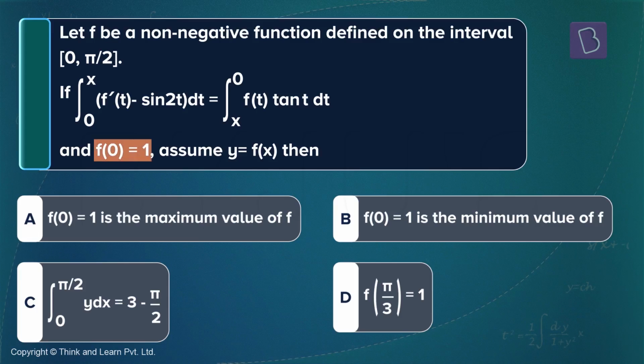Now this is a multiple correct answer type of question, so we have to check which of the four given options are correct. The first two options speak about f of 0 equal to 1 being the maximum value of f and the minimum value of f respectively. The third option speaks about the integral 0 to pi by 2 of y dx, and the value of that they say is equal to 3 minus pi by 2. And finally, in the fourth option, f of pi by 3 is said to be equal to 1. So we have to check which of these options are correct.